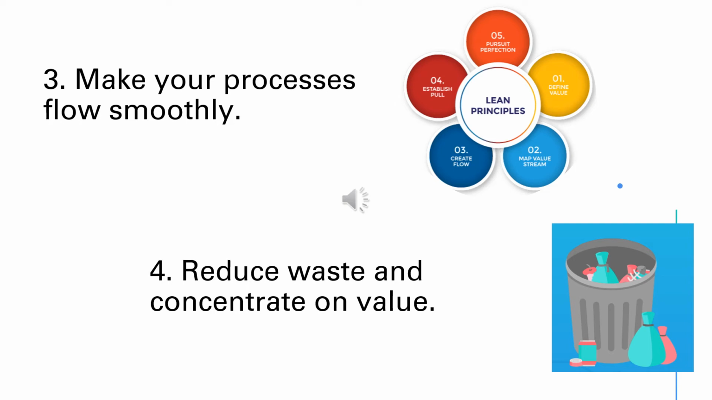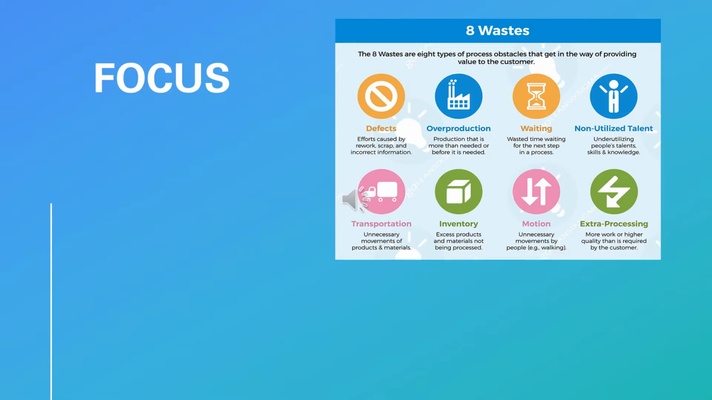Step number 4, reduce waste and concentrate on value. If we want to prioritize value, we need to cut out everything that does not contribute value by getting rid of everything that can be considered waste or wasteful. Six Sigma focuses on 8 different common wastes: defects, overproduction, waiting, non-utilization of expertise, transportation, inventory, motion, and excessive downtime.